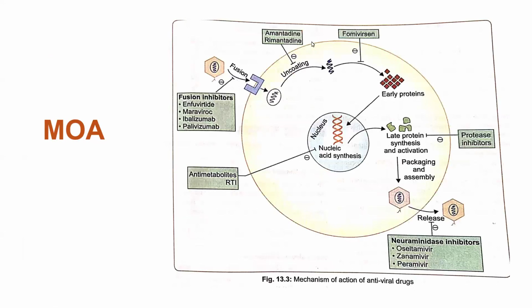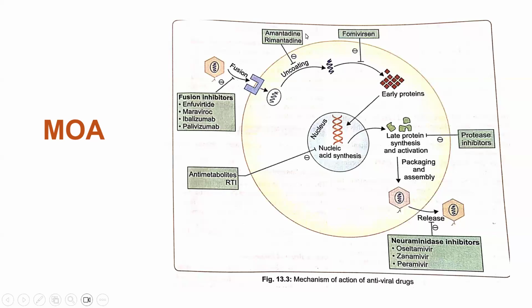So with this, we will discuss the mechanism of action. So normally virus fuses with the host cell. First step is fusion, then uncoating occurs, then synthesis of early proteins, late protein synthesis, assembly and release. These are all the normal steps. Sometimes these early proteins are integrated with the host.